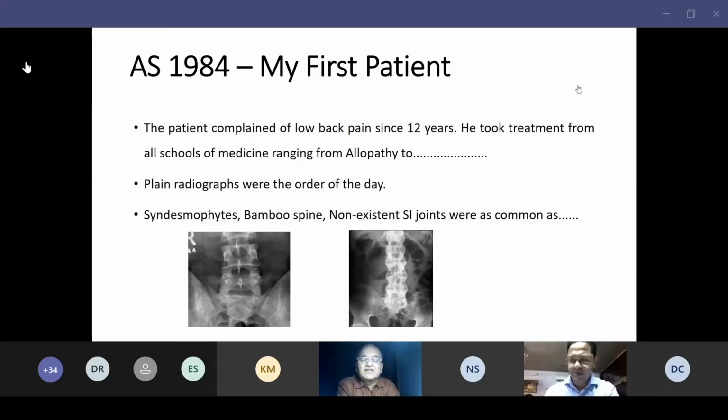That's fine. I have the greatest disadvantage that I'm speaking from home, so I cannot speak for more than 5 minutes at home. That's why automatically it got unmuted. Now I'll mute. So syndesmophytes, bamboo spine, and non-existent sacroiliac joints were as common as the common cold. Next slide, please.